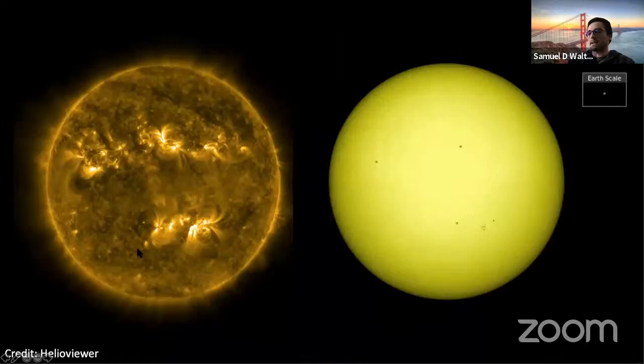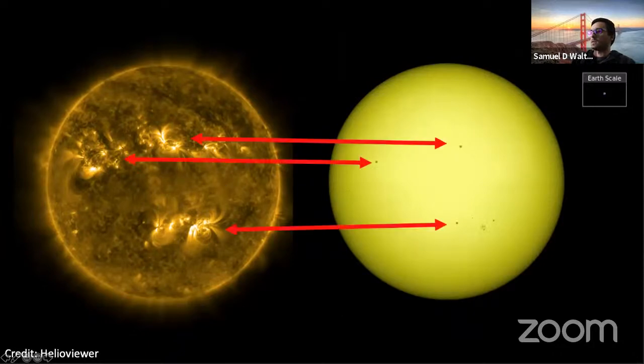And as I already mentioned, the sunspots on the sun. These are two images taken at the same time. The sunspots on the sun correspond to the activity. So if we do identify a cluster of sunspots, we can start to be worried about what might come out, the activity that might come out of those sunspots.